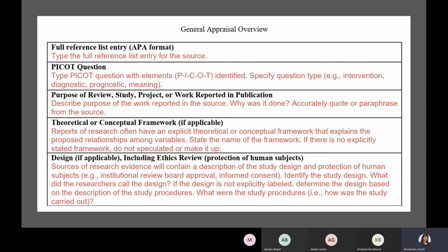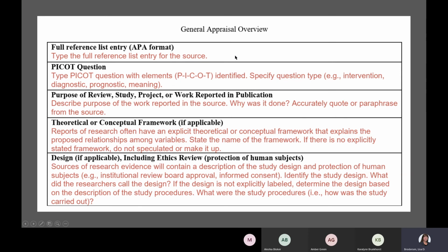In that module, you'll be building an evaluation table, which is essentially a review matrix where you'll have each source in your body of evidence listed. There'll be a row for each source in that table, and then the column headings will pertain to information that you're going to have abstracted from the sources and put on this general appraisal overview form. So they're related in that way.